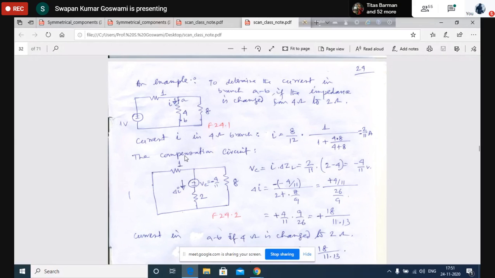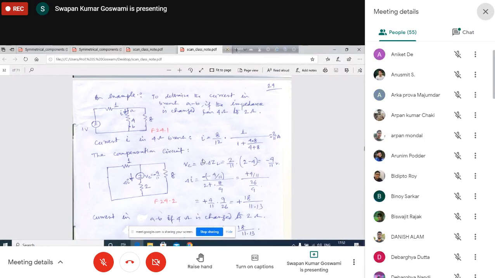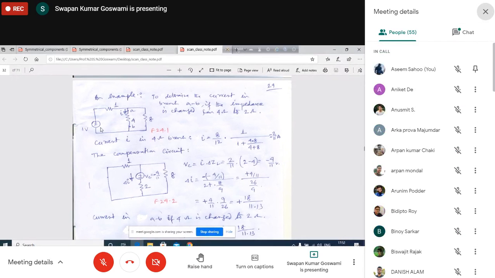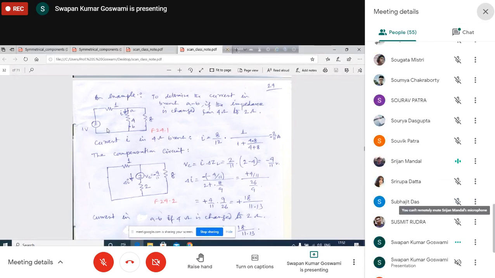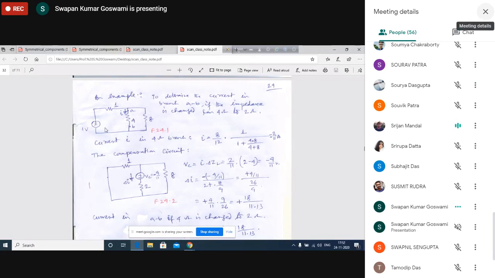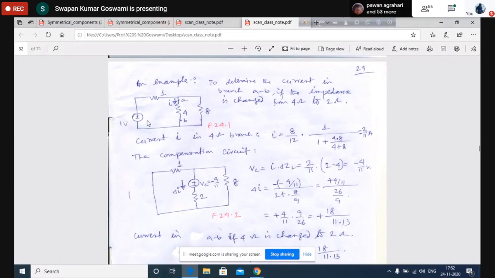Now see whether this is clear to you or not. Everybody. স্যার, আমি বলছি এখানে যে ইনিশিয়ালি ফিগার 24.1 এ যেটা 1 ভোল্ট দেওয়া আছে, ওটা তো একটা ইন্ডিপেন্ডেন্ট সোর্স। এখানে যদি ডিপেন্ডেন্ট কোনো সোর্স থাকতো তাহলেও কি সেটা রিমুভ হয়ে গিয়ে একটা ভিসি আসতো?